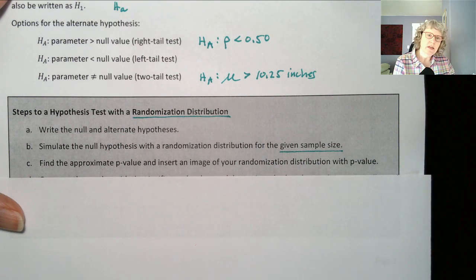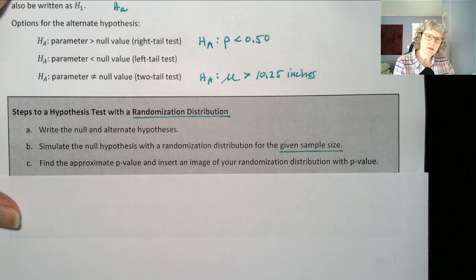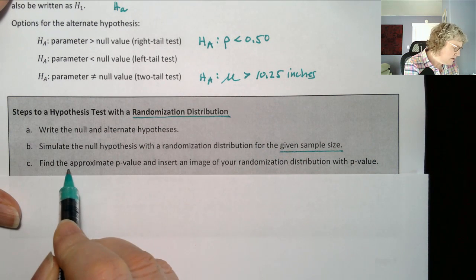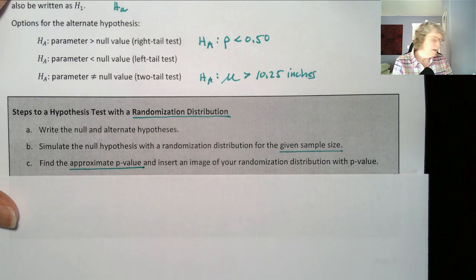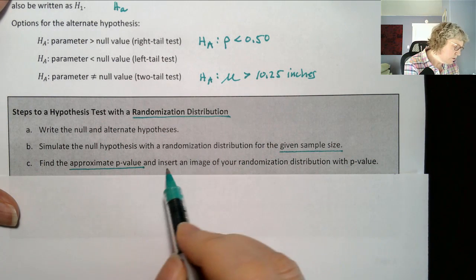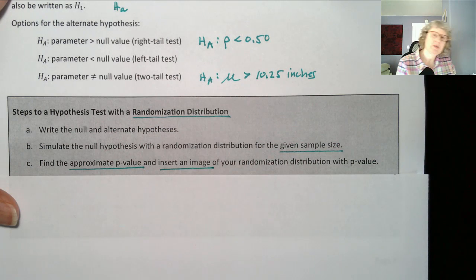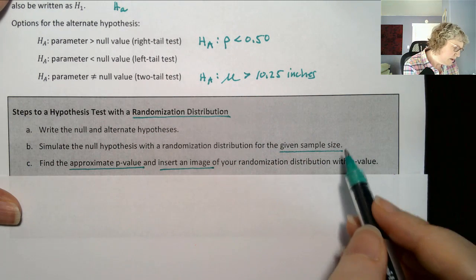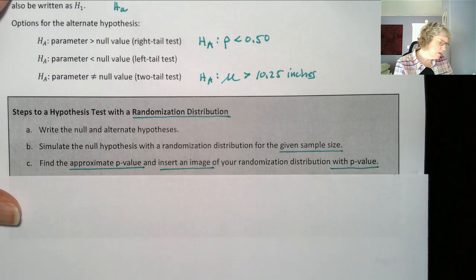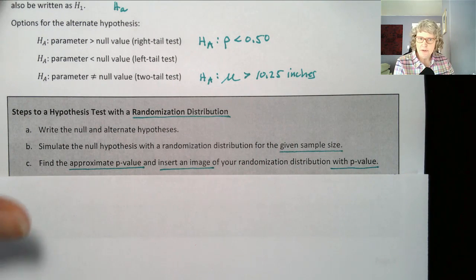Okay, so then from our randomization distribution, we're going to find our approximate p-value. And the reason I'm saying approximate is we've seen it varies from simulation to simulation, so we won't all get the same answer. And then to show our work for this, we're going to put in an image or a screenshot of this randomization distribution that shows the p-value there, because that's how we're going to show our work.